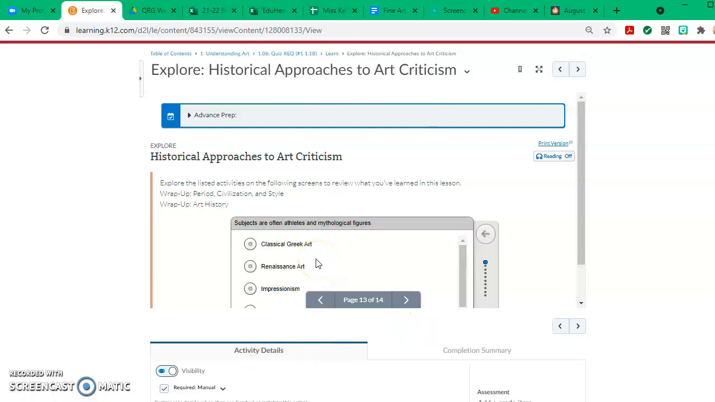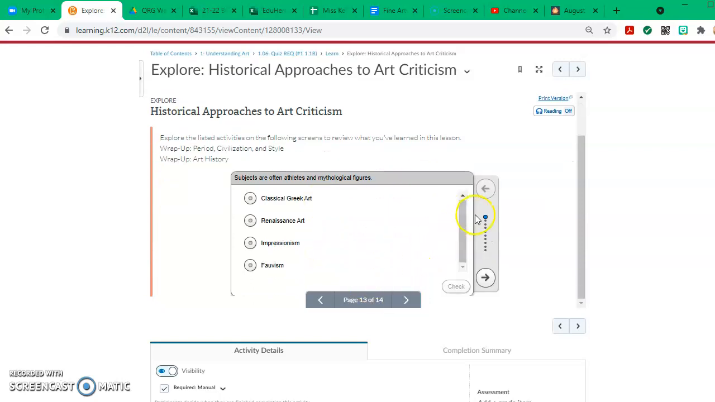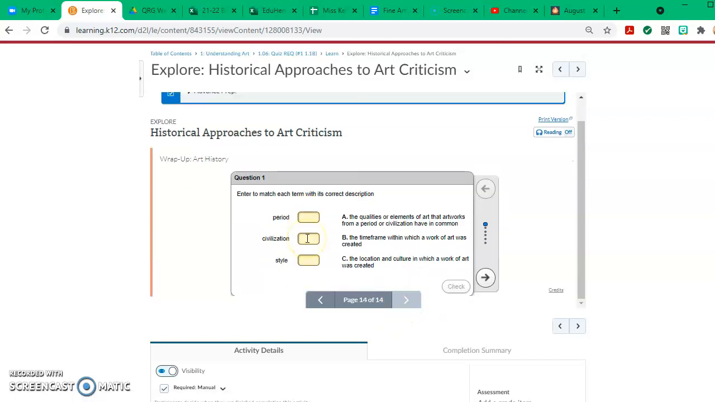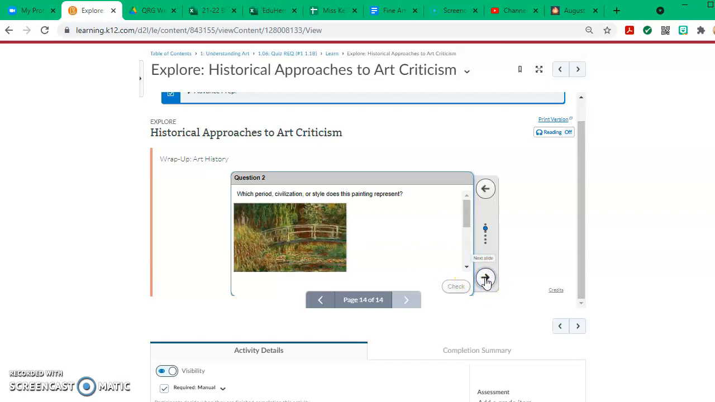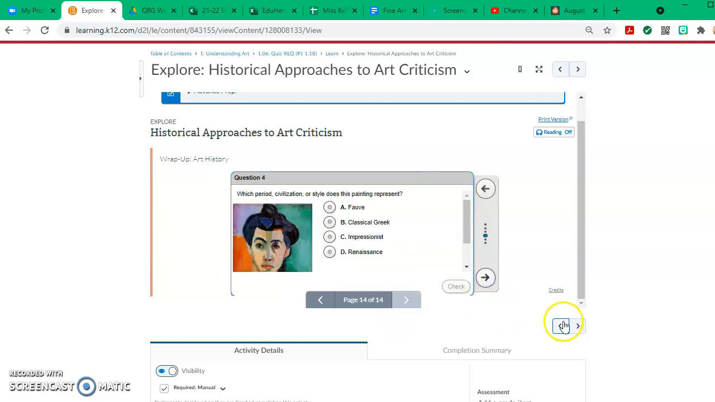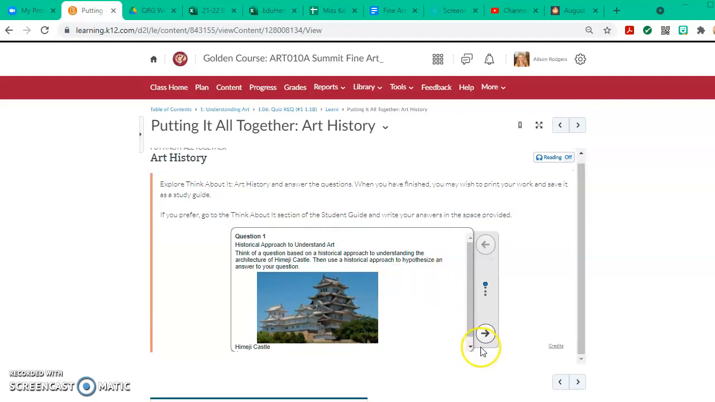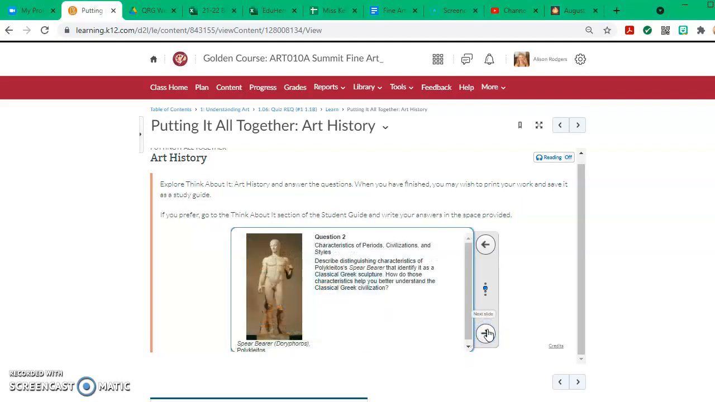Explore the listed activities on the following screen to review what you've learned in this lesson, and you can do that here, scrolling through. You can also do this lesson here. You also have these questions. Think of a question based on a historical approach to understanding the architecture of Himeji Castle, then use a historical approach to hypothesize answers.